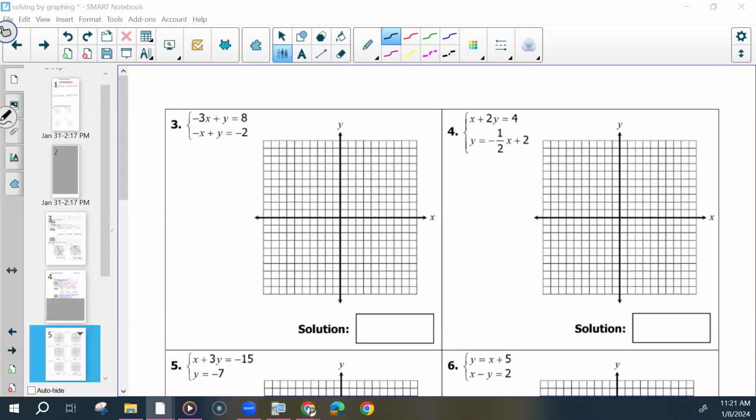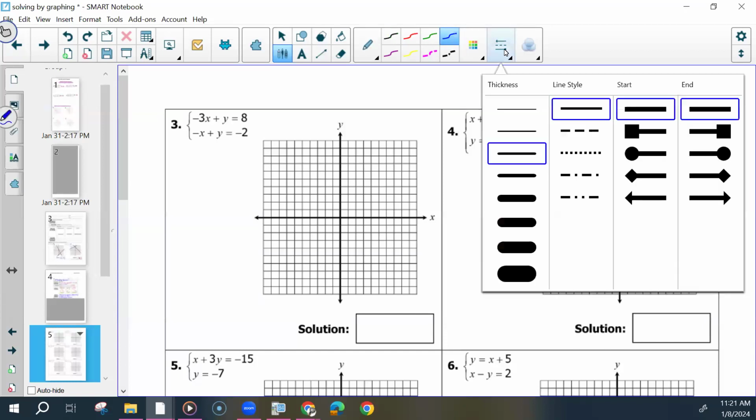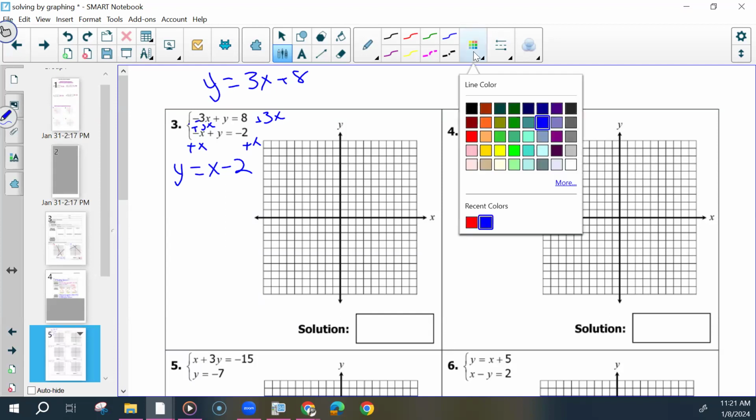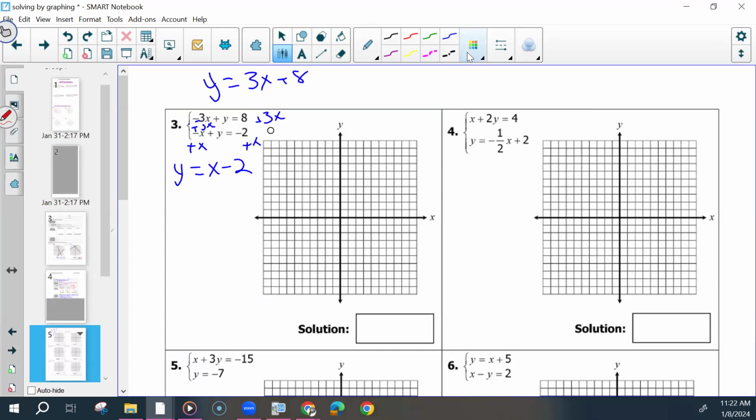So we'll have to change both of these. I'm going to do this simultaneously. Add 3x to the other side. And add x to the other side. Now y equals 3x plus 8, and y equals x minus 2. And then I'm going to graph both of those. Minus 2.